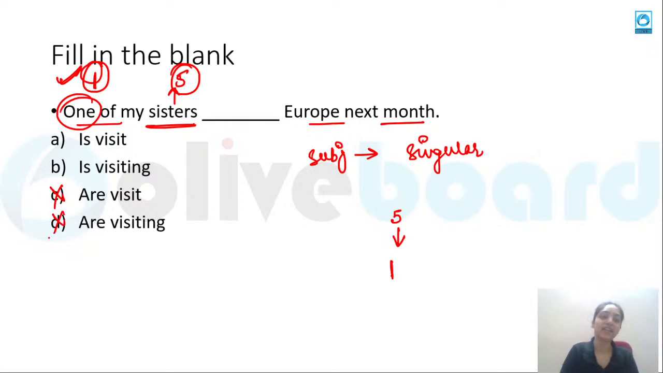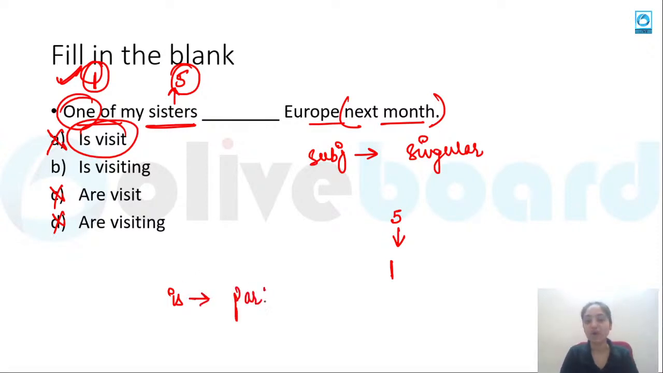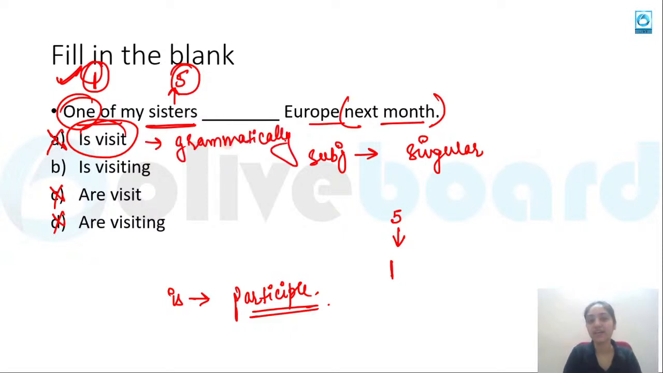So options C and D can be eliminated straight away. Now, because we are talking about next month, we are not talking about right now. So we can eliminate option A, and option A is anyway grammatically incorrect. "Is" must be followed by the past participle or the present participle form of the verb. We have discussed all these rules, guys. So option A is grammatically incorrect. That makes option B the correct answer.